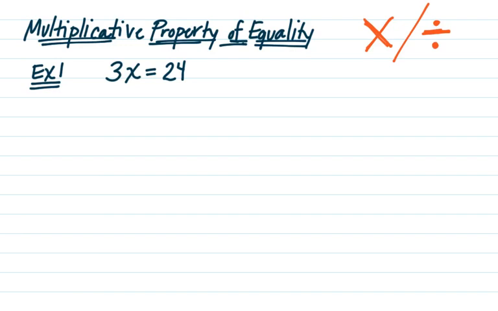Okay, here's a quick, easy problem. It says 3 times x equals 24. So it's an algebra problem because there's an equal sign and there's a letter that we need to figure out what it is.